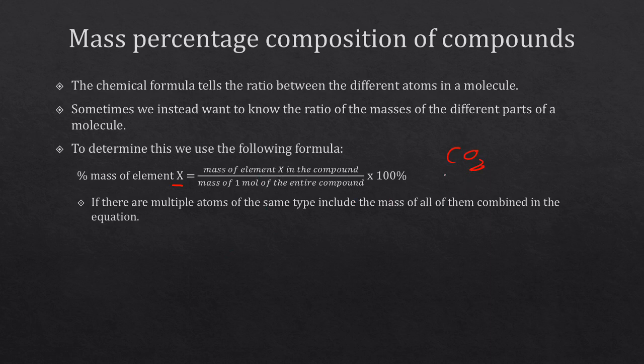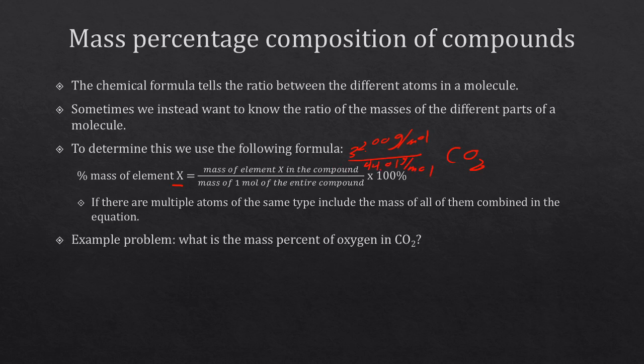and you wanted to know the mass percent of oxygen, the numerator would be 32.00 grams per mole, because it's going to be how much both oxygens weigh, not just one, whereas the bottom will be the mass of this whole thing. So that'll be 16 plus 32, which is 44.01 grams per mole. So make sure for the top part you include all of the atoms of the element and not just one of them.